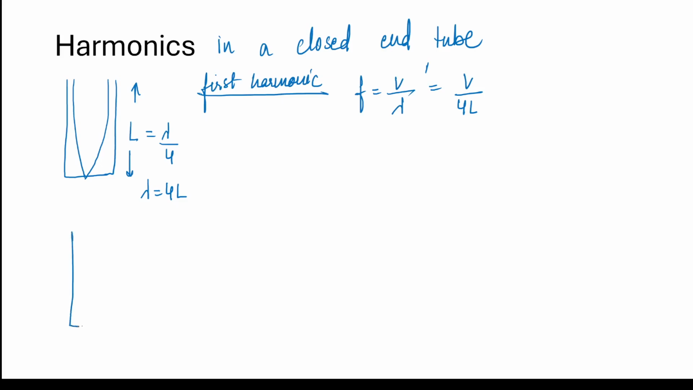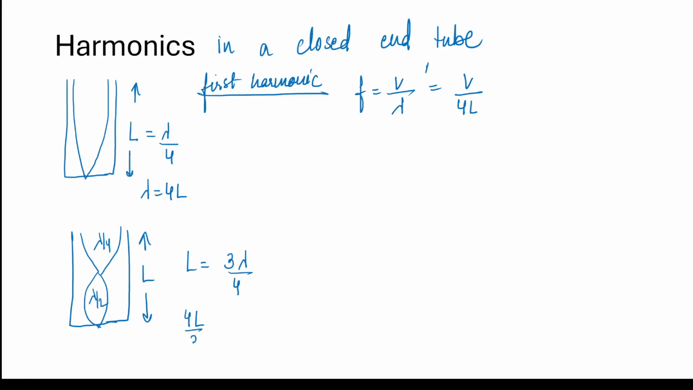So the next harmonic, how would it look? Let's just see. So something like this. So lambda over 4 here, and this is lambda over 2. So the total length would then become 3 lambda over 4. So my lambda would be 4L over 3. So my frequency, which is V over lambda, would then become 3V over 4L.